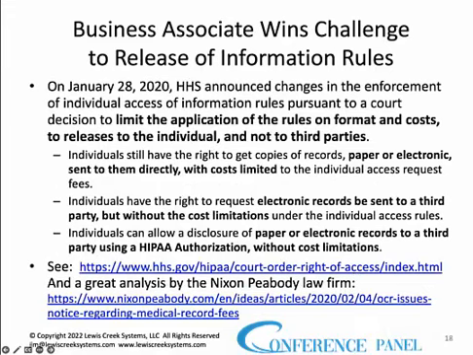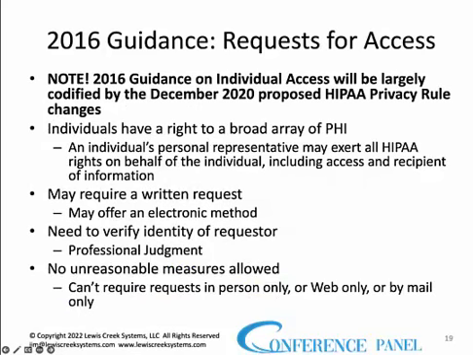So basically, HHS announced changes in the enforcement. What they say is, when it comes to the costs and releases of the individual and third parties, individuals still have a right to get copies of records themselves, paper or electronically, sent to them directly, with the cost limited to the individual access request fee. You can require that there be a written request, but you can also offer an electronic method. So you need to know who's asking for information and make sure it's a real request. You can't require a request to be in person only, or by web only, or by mail only. That just doesn't cut it. That's being too burdensome, shall we say.